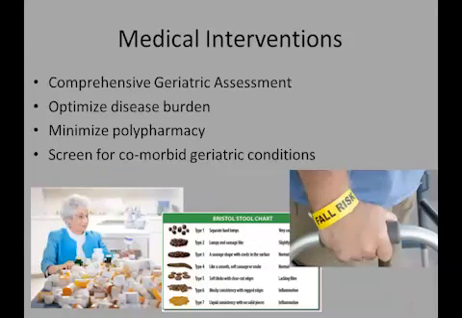I think a comprehensive geriatric assessment is important, and it's because we're trying to optimize disease burden while minimizing polypharmacy and also screening for comorbid geriatric conditions, because if frailty exists, then maybe dementia exists, maybe depression exists, and maybe treating those things helps with the frailty as well.